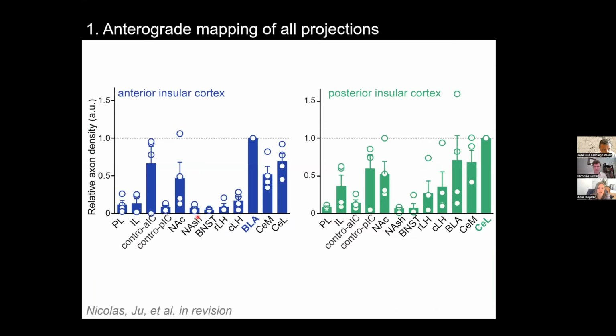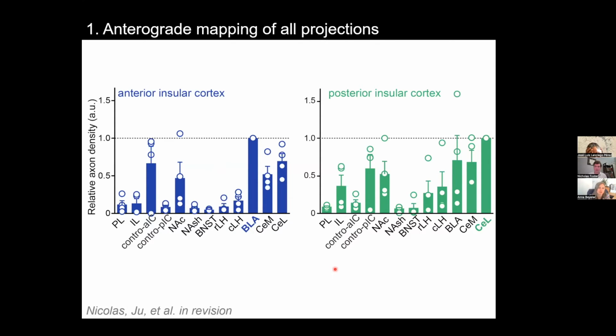You can quantify across different animals. So this is the result for 8 different animals. You quantify the intensity of fluorescence across these images, and we represent them as their relative density compared to the region that has the highest density. So here you see the highest is in the BLA, and here in the central lateral amygdala. I'm not going to go into details.